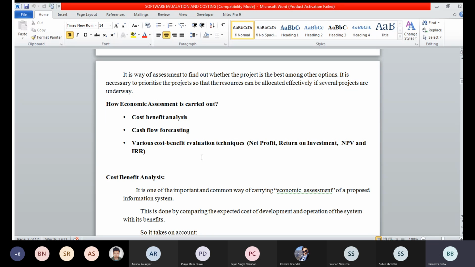So in cost benefit analysis, you can take the example of the hydropower project. The hydropower project generally has a longer gestation period, right? Generally, a hydropower project needs at least 10 years to complete, and after that, for the next 20 to 30 years it's going to operate.